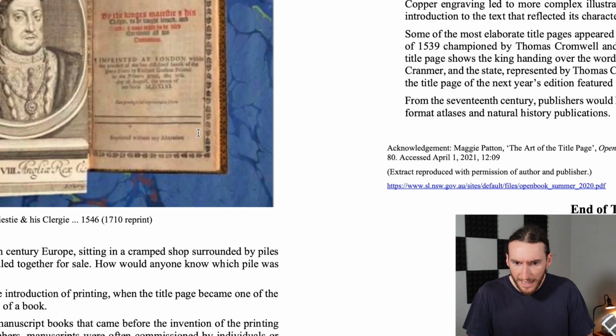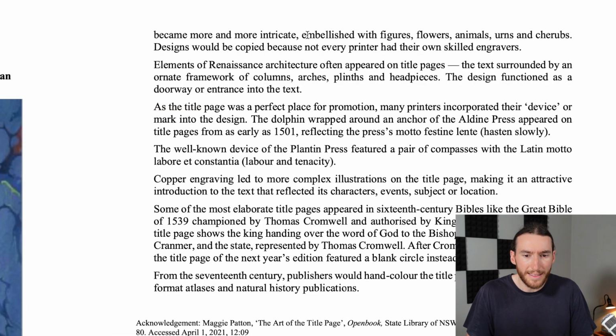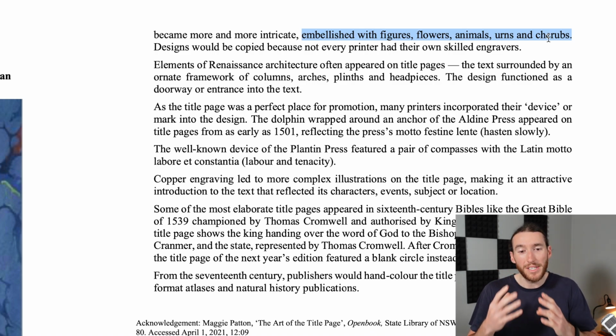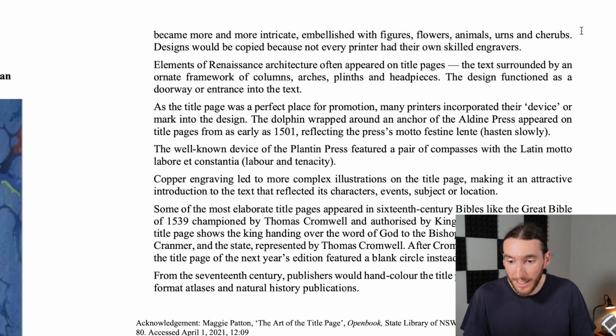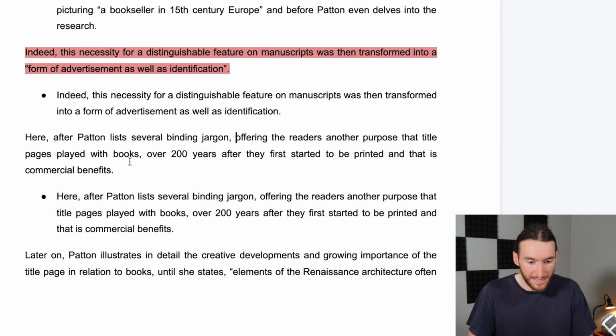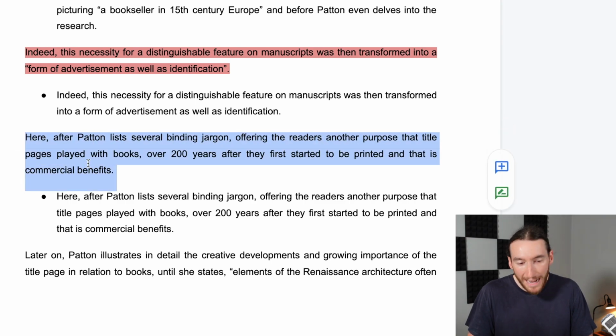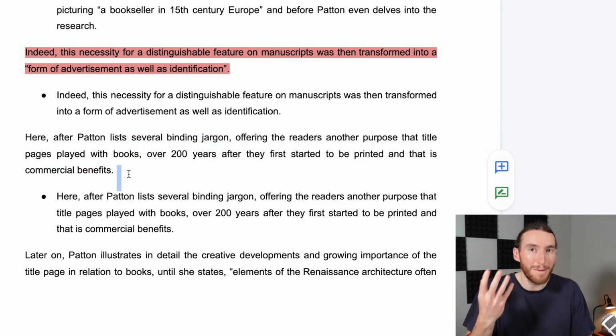I'm not sure exactly which part they're referring to here, but I do like the list here, by the way, if you can see this: embellished with figures, flowers, animals, urns, and cherubs. The technique there is accumulation. So why don't I just change what the student said there? I'll copy paste that. See here, they didn't use a quote in their point. They did make a point, but they didn't have a quote, so you don't get the mark for that sentence.